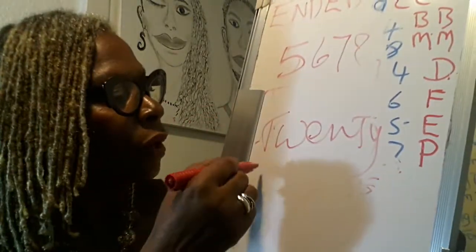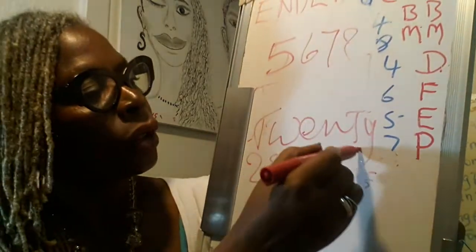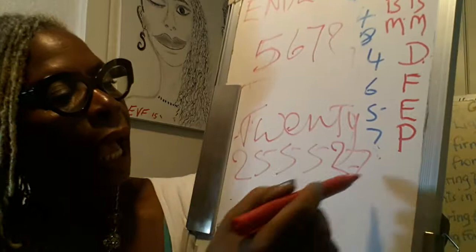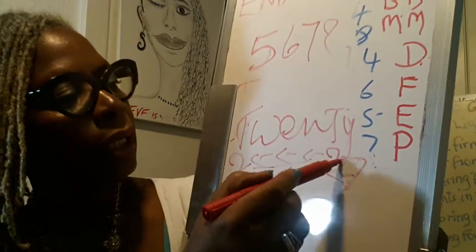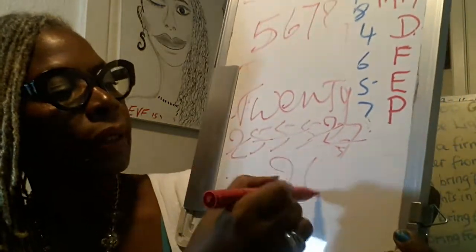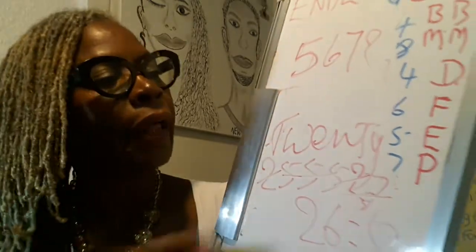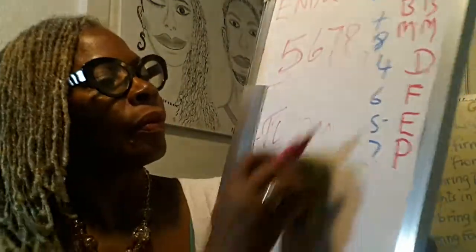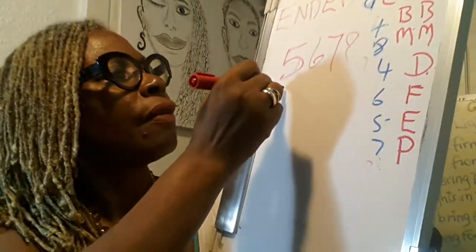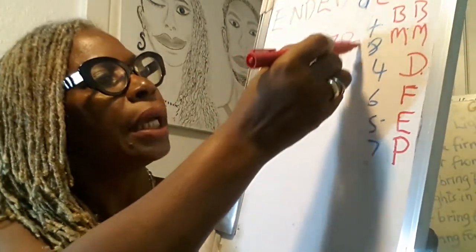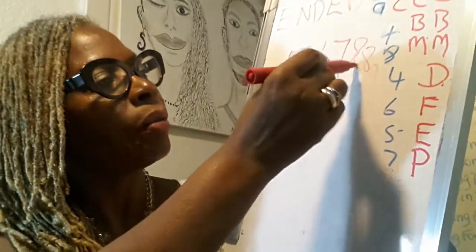20, which is T-W-E-N-T-Y. Of course, is 2, 5, 5, 5, 2, 7. Adding this together, this is 15, 17, 19, 26. 2 plus 6 equals 8. And that's what we have been finding. So it's 20 and 8. So it's 5, 6, 7, 2, 8.